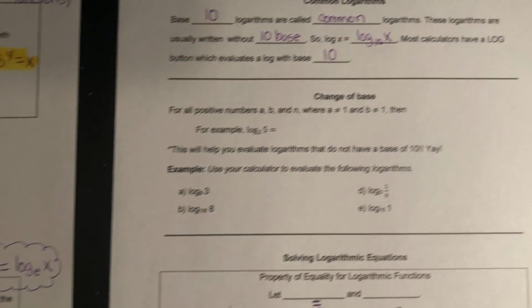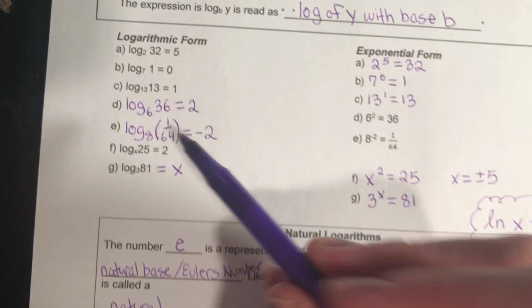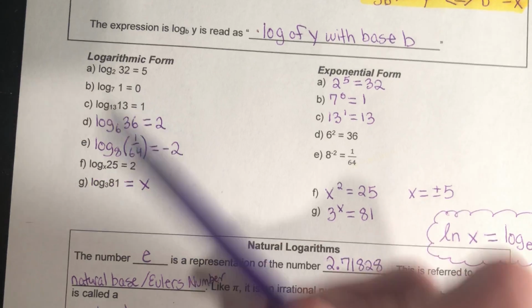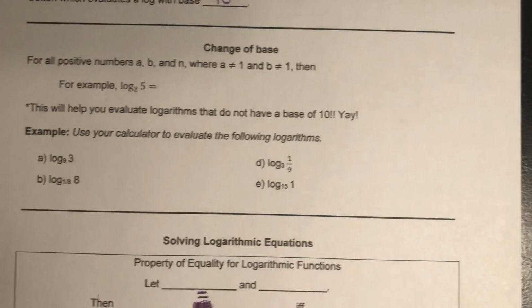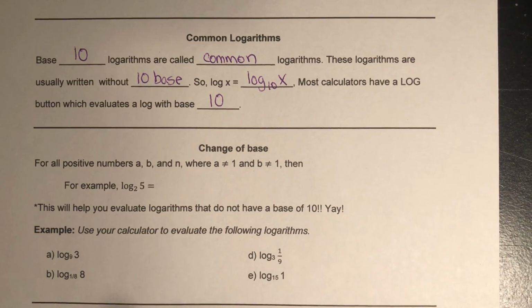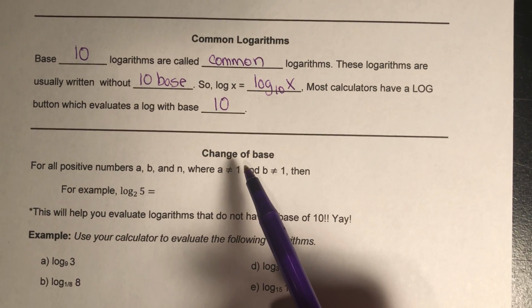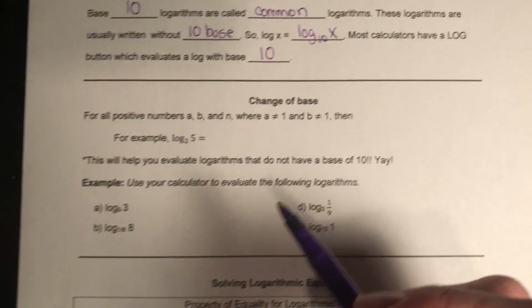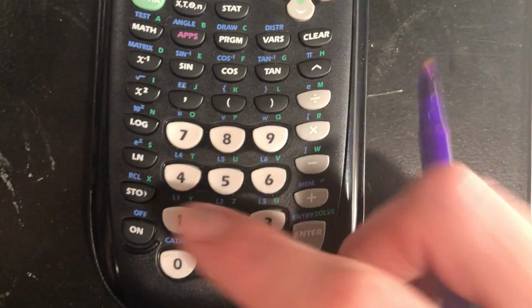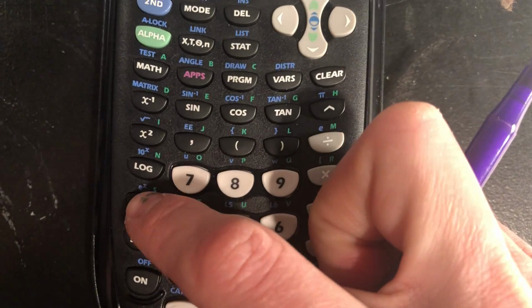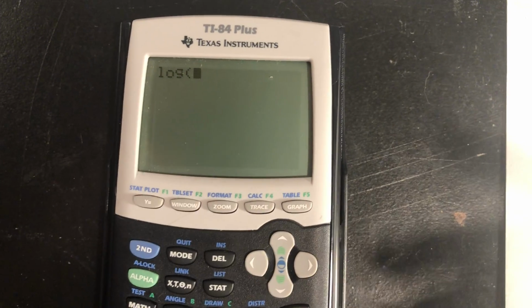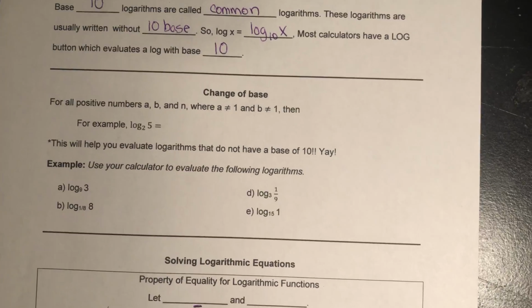So in order to evaluate any of these logarithms, it's probably going to cause a little bit of a problem, right? Because these don't have a base of 10. But that is why we have something for common logarithms called change of base. So change of base, because again, in your calculator over here, if I was to press log, it doesn't give me a base. It assumes a base 10. So I need to do something called change my base.